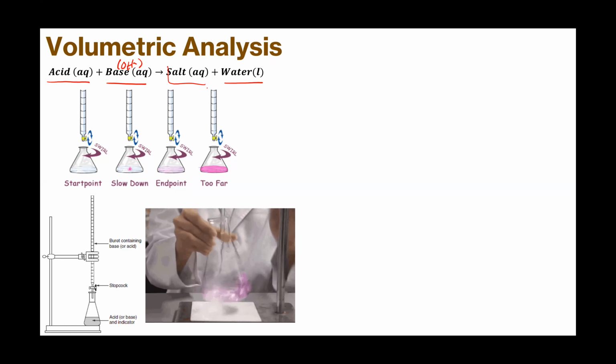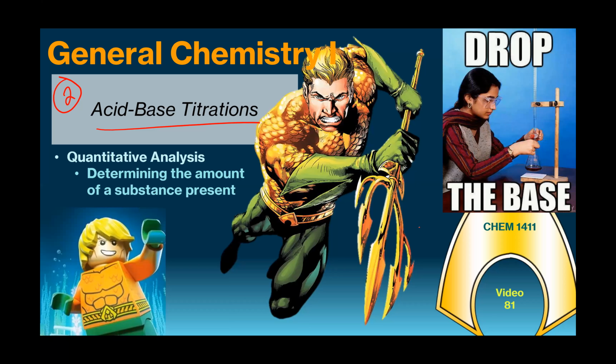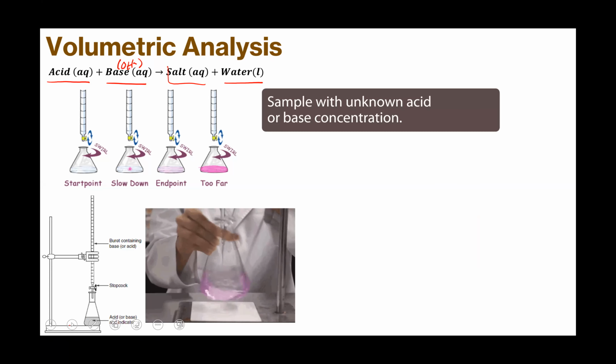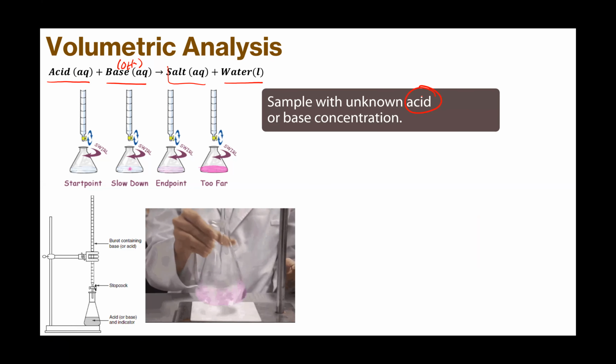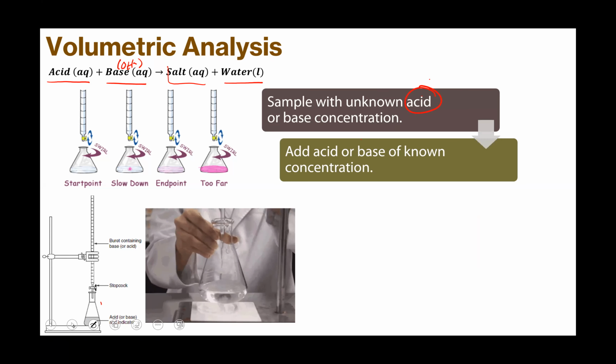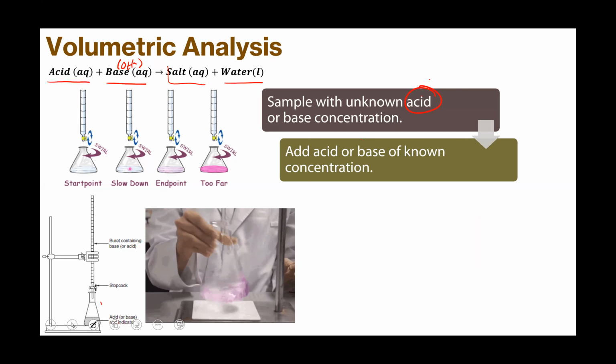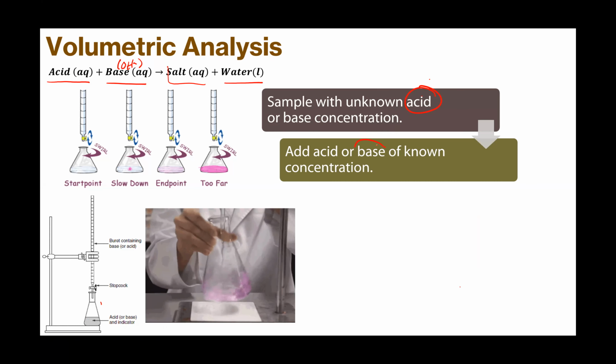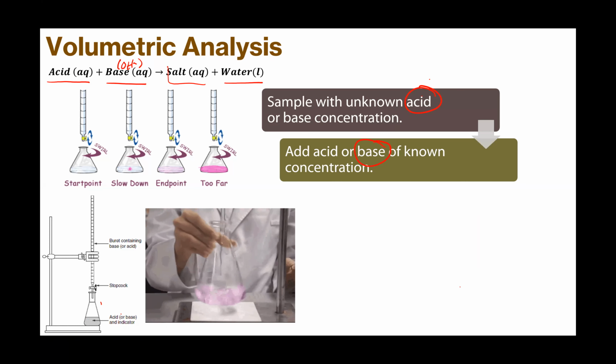Okay. Let's look at some of this here then. All right. So we start off with a sample of unknown acid or base concentration. For this example, we're working with an unknown acid, but the process will be the same if you're working with an unknown base. We're going to react this with an acid or base of a known concentration. Since we know we're working with an unknown acid, we're going to use a base that has a known concentration to react with this.